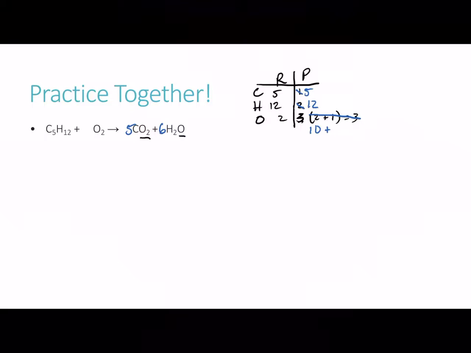And that means I have another 6 oxygens. So that's going to give me a total of 16 oxygens on my product side. In my reactants, I have O2. So in order to have 16 oxygen atoms on my reactant side, I'm going to need 8 O2s. So that's going to give me my 16 there. Okay, let's do one more together here.